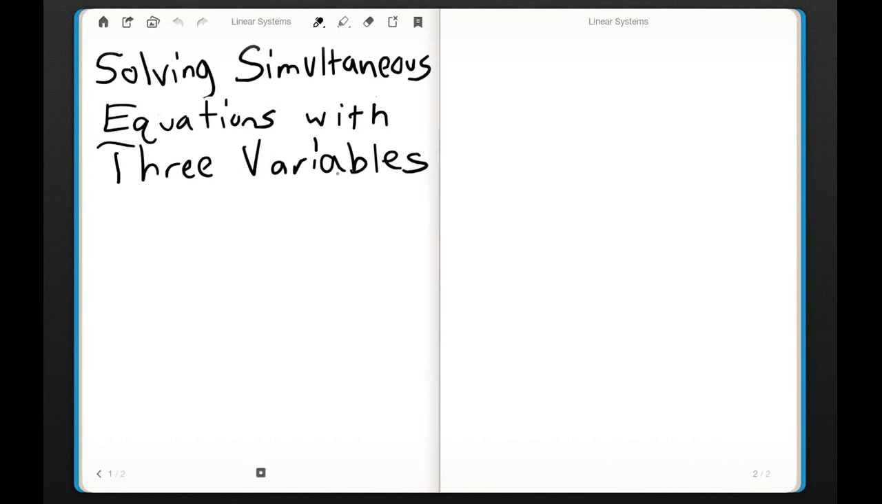Well, here we go. Simultaneous equations with three variables. This is probably one of the trickiest things that we've done so far. These problems take up a lot of room, so I'm going to start on a fresh page here.